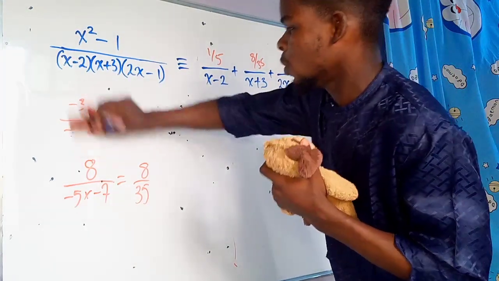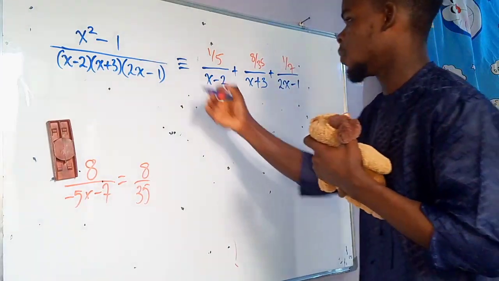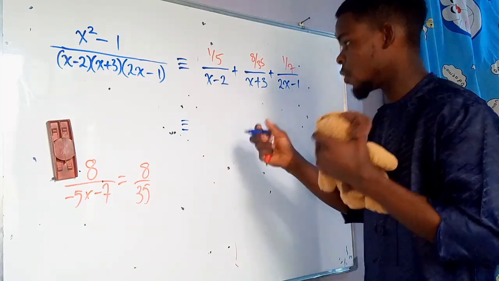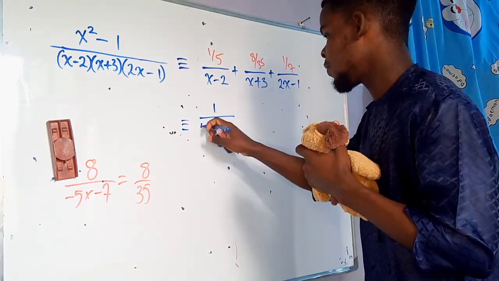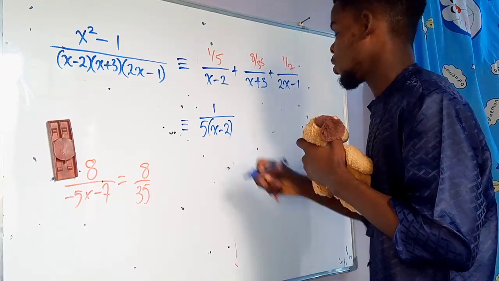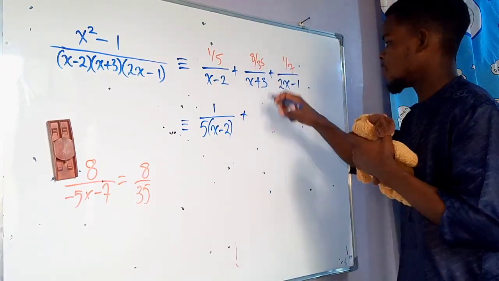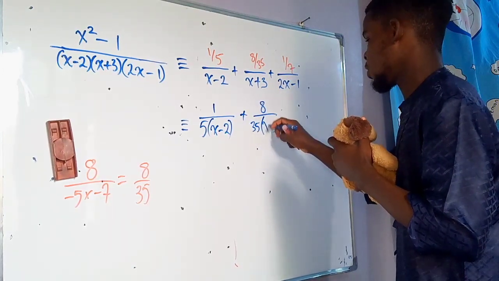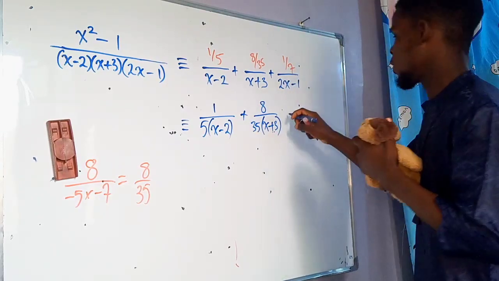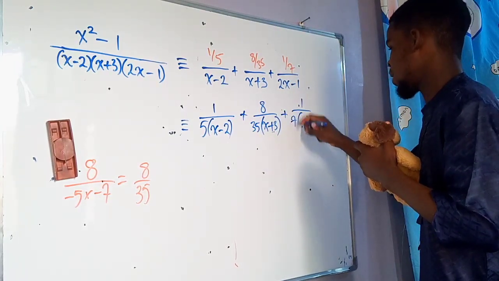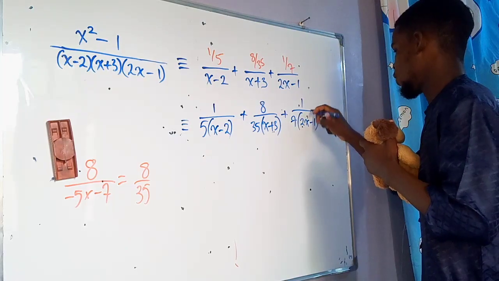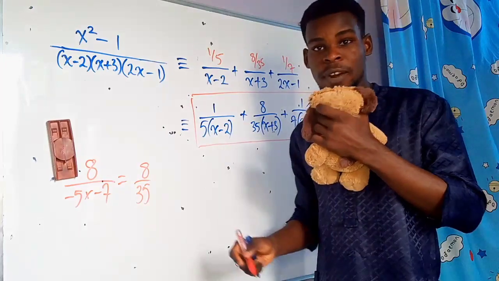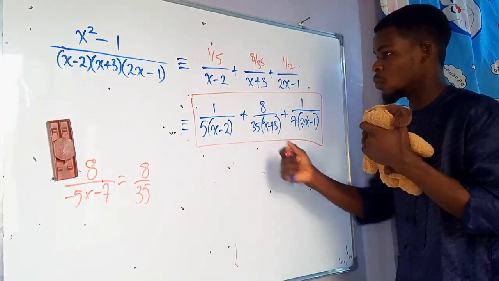Great. And now, altogether, we're going to have 1 over 5 over this. We can rewrite this as 1 over 5 times x minus 2, plus 8 over 35 divided by this, that is 8 over 35 times x plus 3. And lastly, 1 over 7 of that will be 1 over 7 times 2x minus 1. And this right here is the partial fraction decomposition of this main fraction over here, and the sum of all these will give us the main fraction.